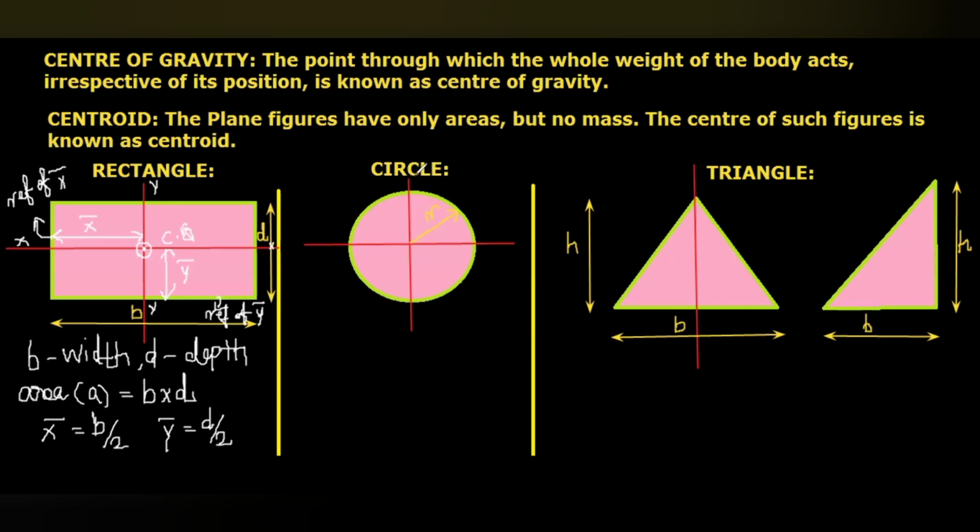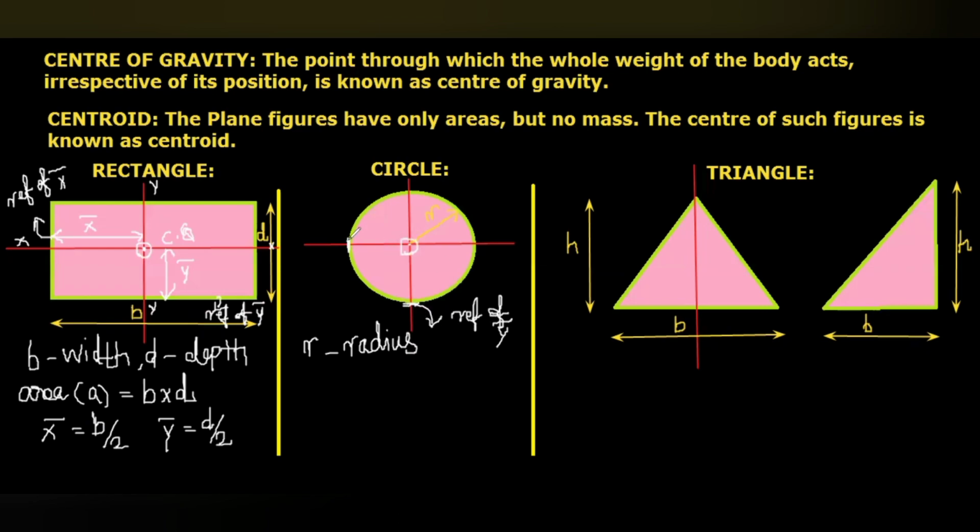Next, we are going to discuss the circle. Its center of gravity will be here, at its center. So here X bar or Y bar, whatever, will be the radius. Here R is the radius of the circle. The leftmost point we will take as the reference of X bar, and the bottommost line as the reference of Y bar.